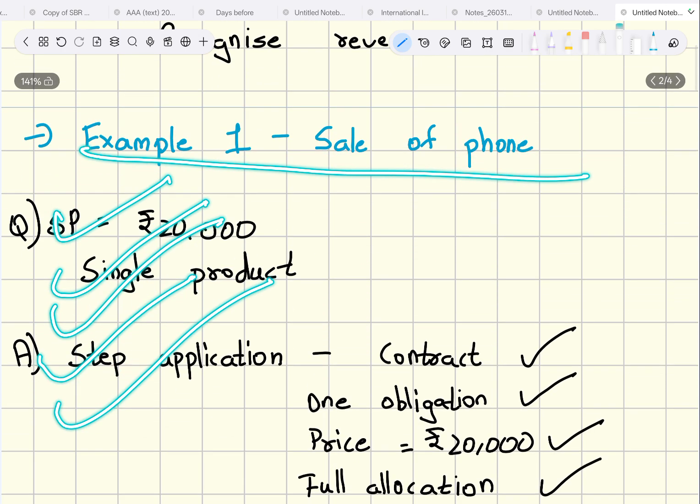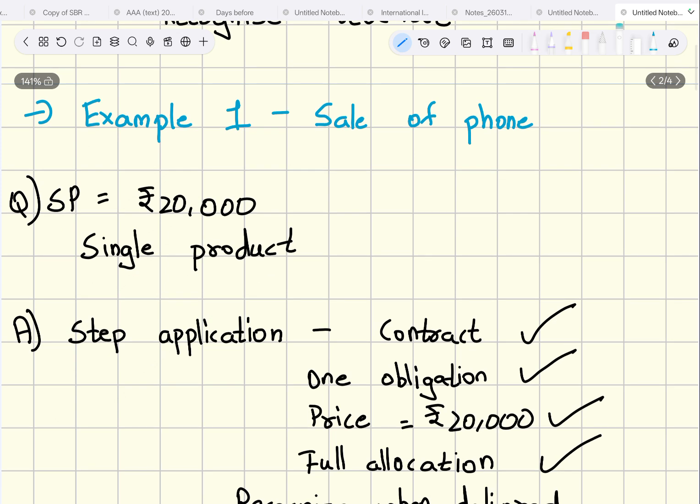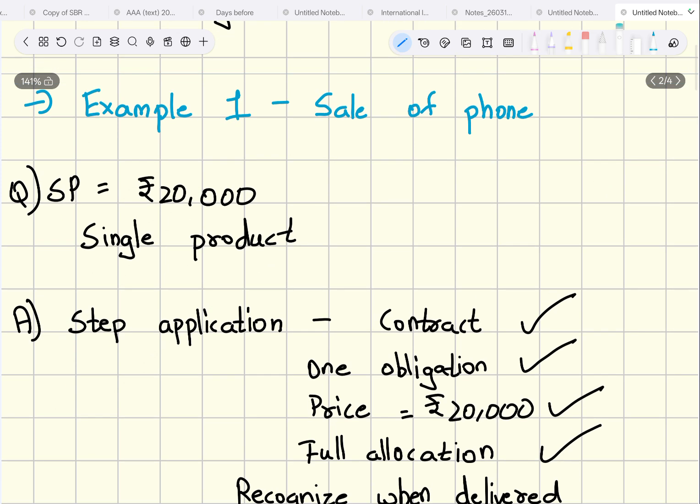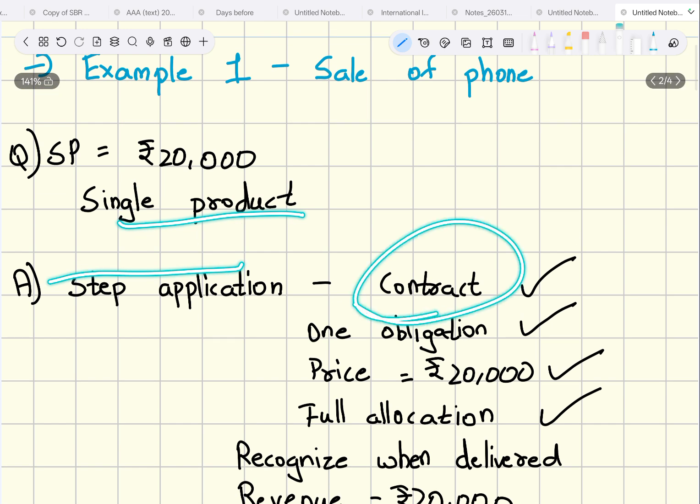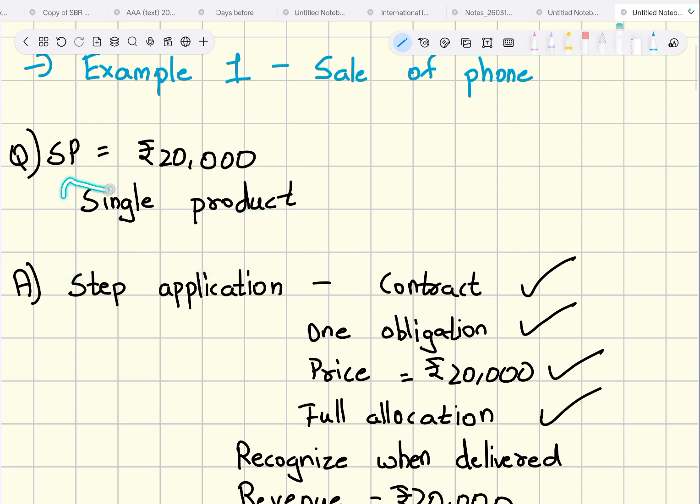Let's understand this with an example. A company sells a phone for 20,000 and it's a single product. First, we identify the contract. Yes, it exists. Next, the performance obligation. There's only one obligation, which is the phone. Third, the transaction price, that is 20,000. Since there is only one obligation, the full amount is allocated to it.